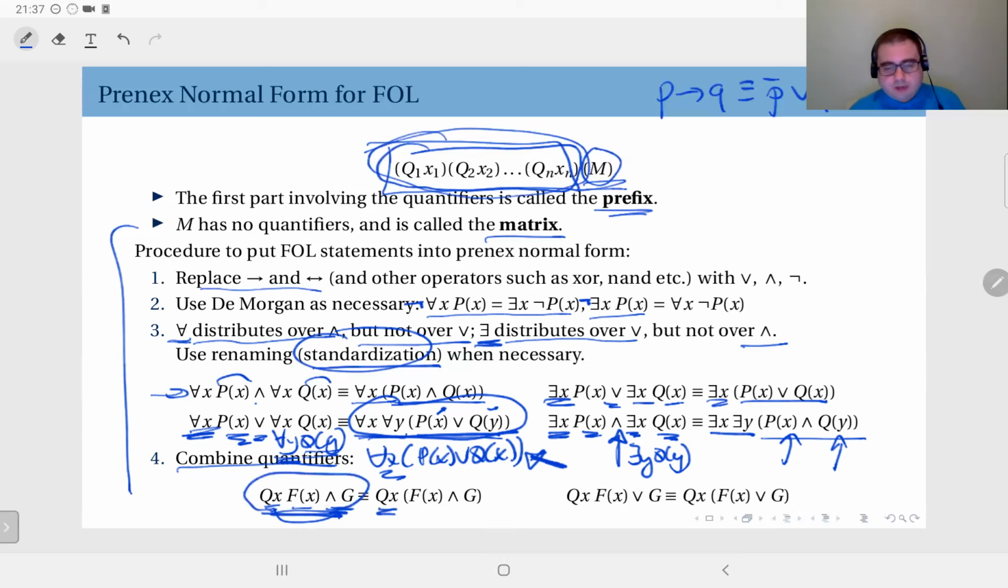So that is quantifier x acting on f of x and g of x. Sorry, f of x and g. G doesn't depend on x here. Similarly, if you have an OR in between, it's essentially the same thing. Quantifier x, f of x, or g, that's equivalent to quantifier x, f of x, or g.